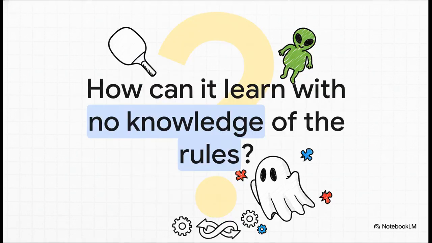But here's the absolute mind bender. Nobody ever taught it the rules. Think about that. It had no idea what a paddle was, or that you're supposed to shoot the aliens, or that ghosts are the bad guys. It just figured it out. So the big question is, how on earth is that even possible?